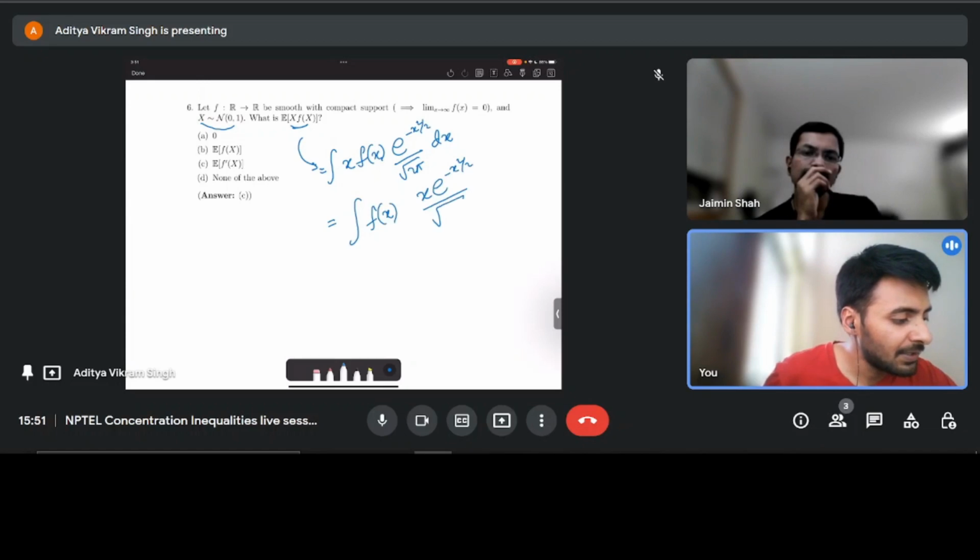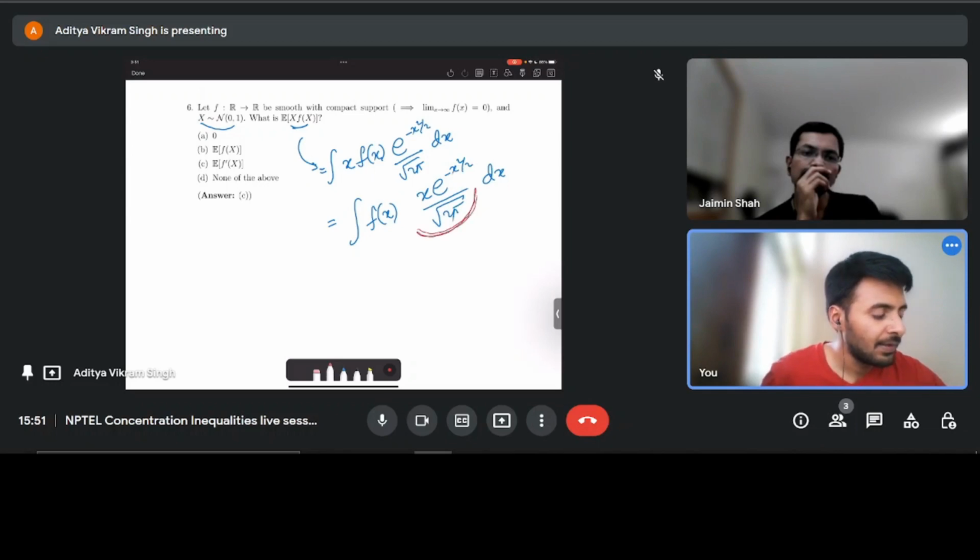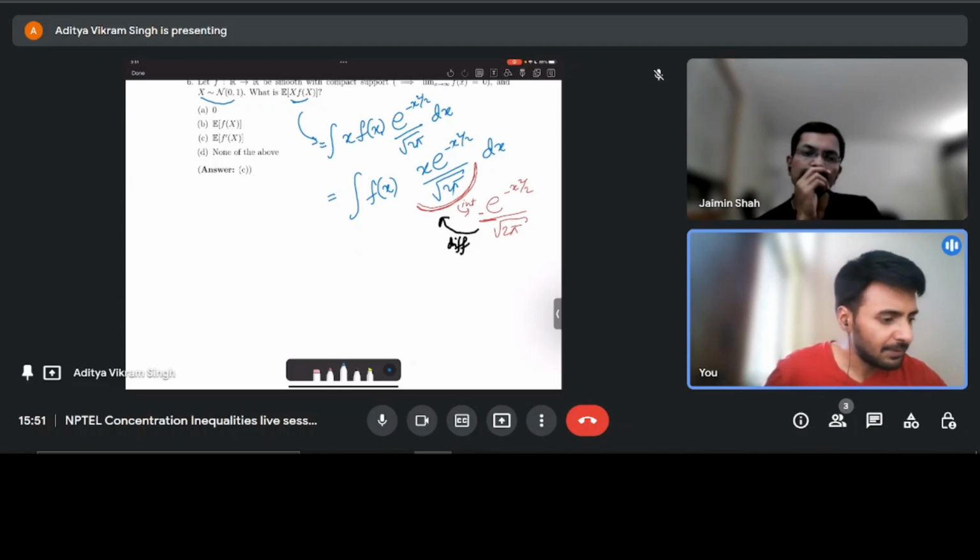And we can use integration by parts because this thing is easy to integrate. We know that if you just integrate it, you get minus e^(-x²/2) / √(2π), because if you differentiate this quantity, you get the original integrand, right? Differentiation and integration. So this part was easy.